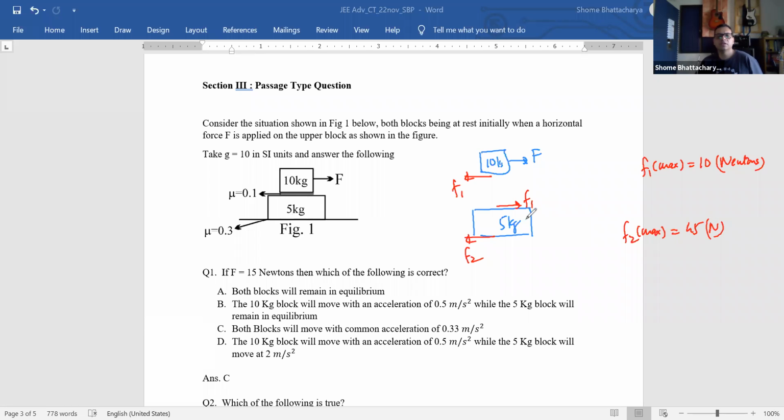Okay, so from that you can understand that this block will never move. This block's acceleration a2 will always be 0, no matter how much force you apply here, because f1 cannot exceed 10 and f2 is going up to a maximum of 45. You understand? Whereas for this one to move, a1 will be 0 for F less than or equal to 10 newtons, and a1 will be non-zero for F greater than 10 newtons.